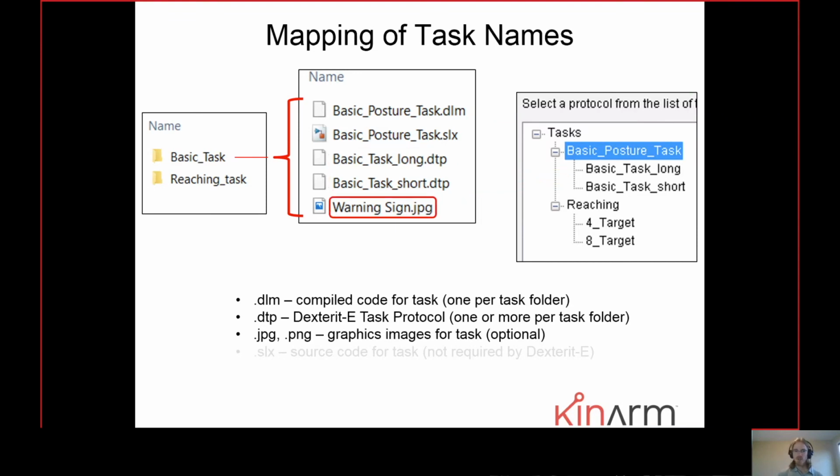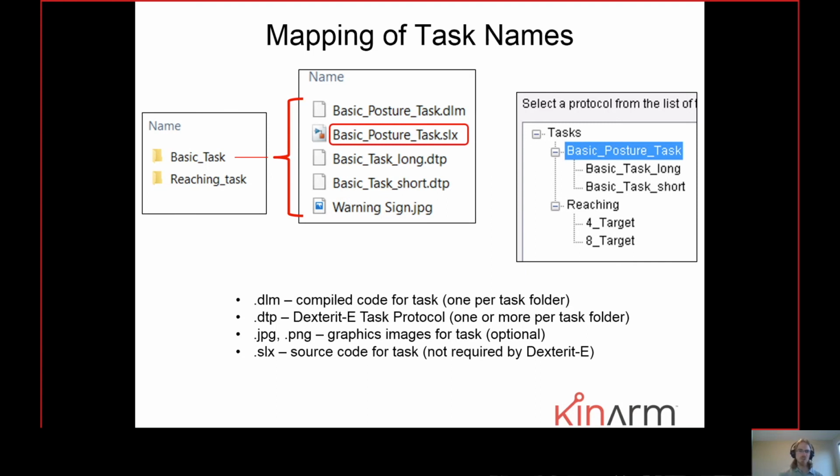If your task program makes use of images, so if some of your targets are actually images, then we need all of those images in this folder as well. Those can be PNG, JPEG, or BMP files, just the standard types of image files.